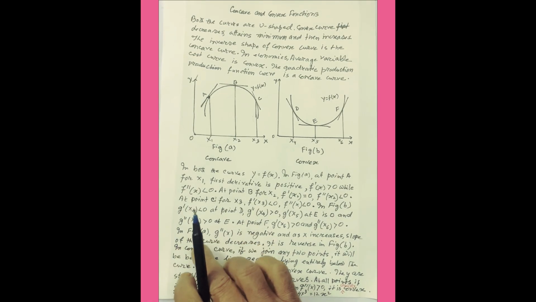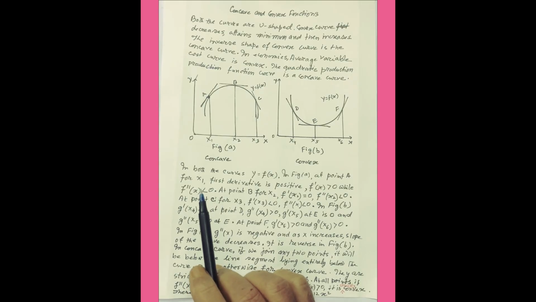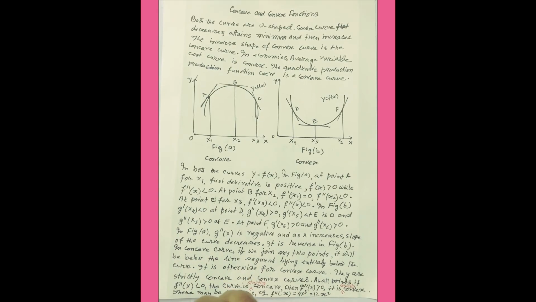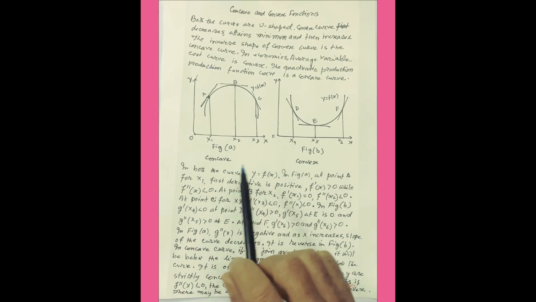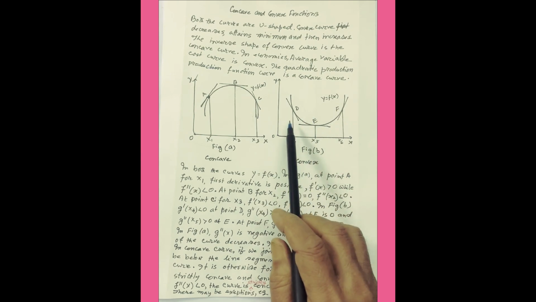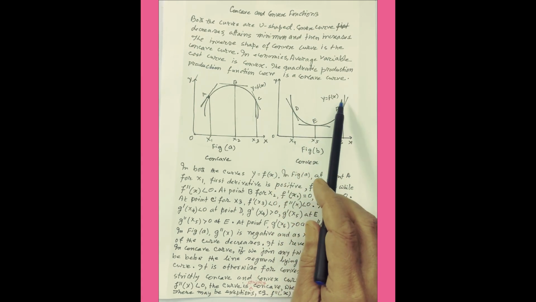Let us discuss concave and convex functions. Now, both concave and convex functions or curves are U-shaped. Both are U-shaped. Now, a convex curve first decreases, attains a minimum, and then increases. So this is the shape of the convex curve.